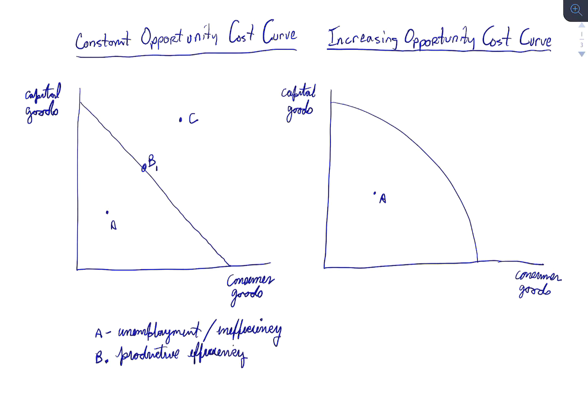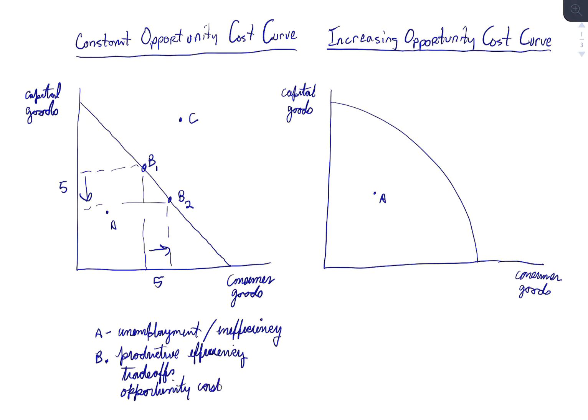Now, let's consider this for a moment. If we wanted to go from point B1 to B2, then we would have to give up some amount of capital goods to gain some amount of consumer goods. So, for example, if it were an even slope, we'd give up 5 capital goods to gain 5 consumer goods. So it represents trade-offs. And within the trade-off, it represents opportunity cost itself.